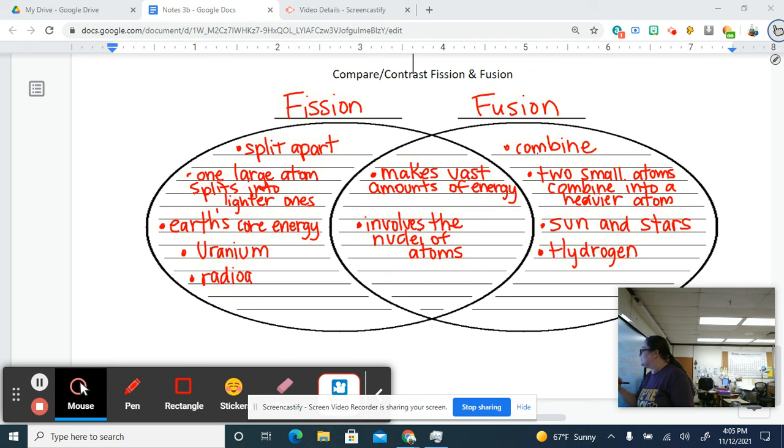And last but not least, something random, a fact about each. So in fission, radioactive waste is produced. There is no radioactive waste produced by fusion. Fusion, our extra little hint is going to be that this one's the one that has stupidly high temperatures. Temps over 100 million degrees Celsius.